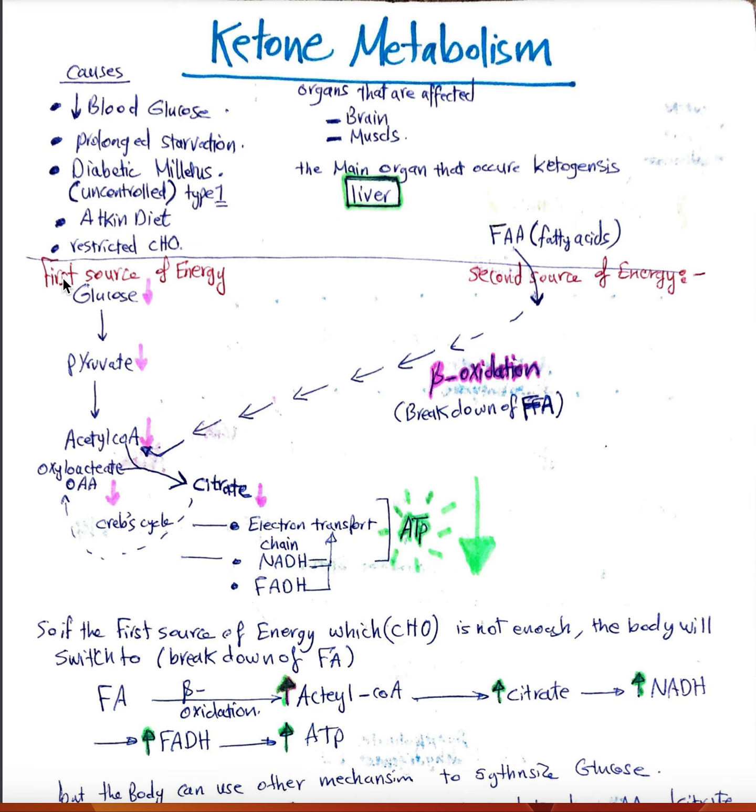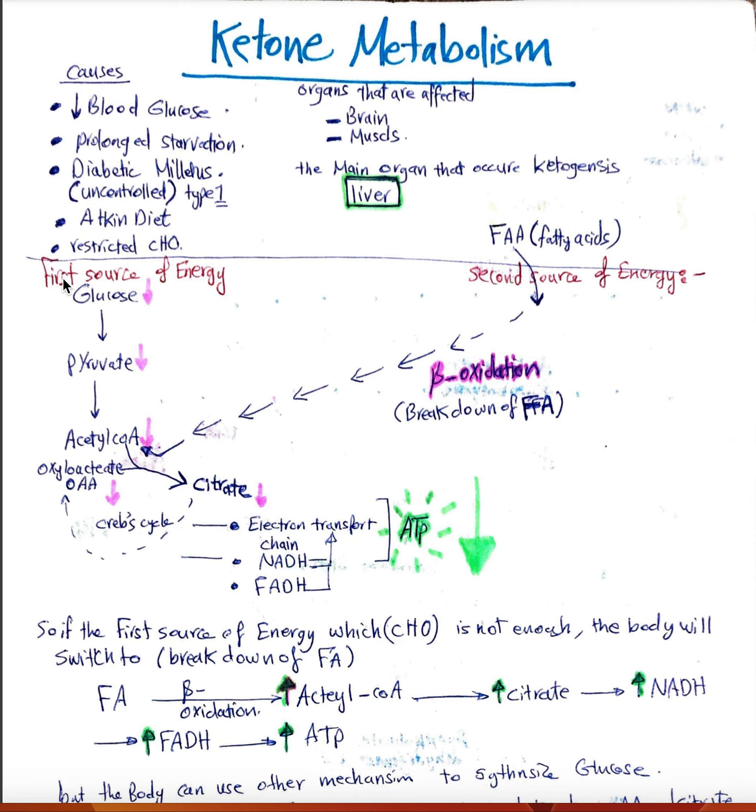What are the organs that are affected when the ketone bodies form in our body? There are two main organs, the brain and the muscles. The main organ involved in ketogenesis is the liver. One important point to know is that the liver is the main organ responsible for ketogenesis.